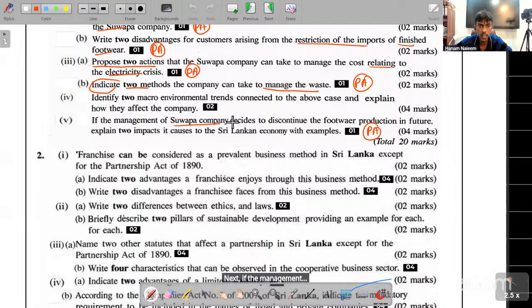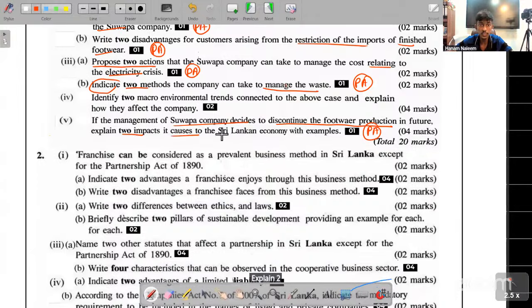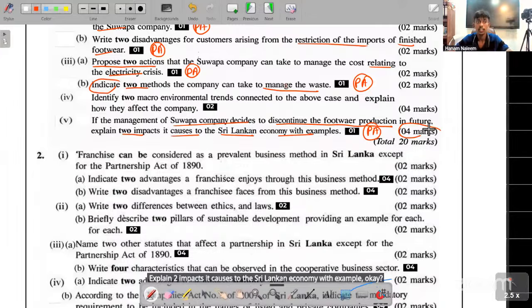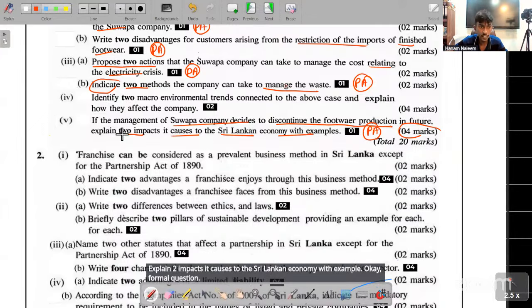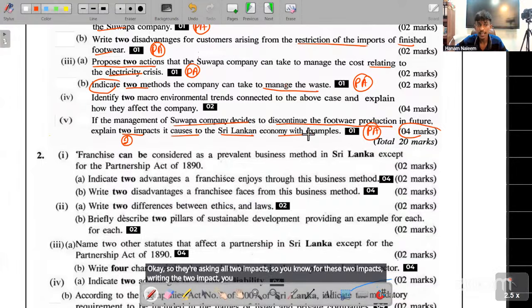if the management of Suapa company decides to discontinue the footwear in future, explain two impacts it causes to the Sri Lankan economy with example. Okay, 4 mark question. So they're asking for two impacts. You all know for writing the two impacts, you get 2 marks. For writing relevant examples, you get 2 marks. So they're asking you all if Swapa stops the footwear in future, how it can impact the Sri Lankan economy.